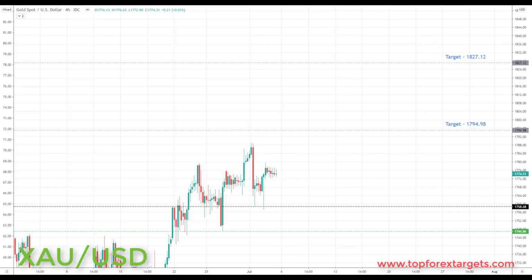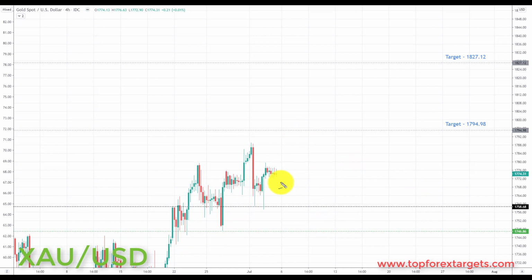And last but not least, we have gold. Now, last week we were looking for further advances in this market and we did have a nice move to the upside. We came very close to the 1794.98, but we didn't quite tag it and we started to pull back instead. So very simply put, going into this week, we are still focused on bullish setups in this market, although we're lacking a bit of momentum as we start to grind to the upside with that lack of volatility in the dollar.